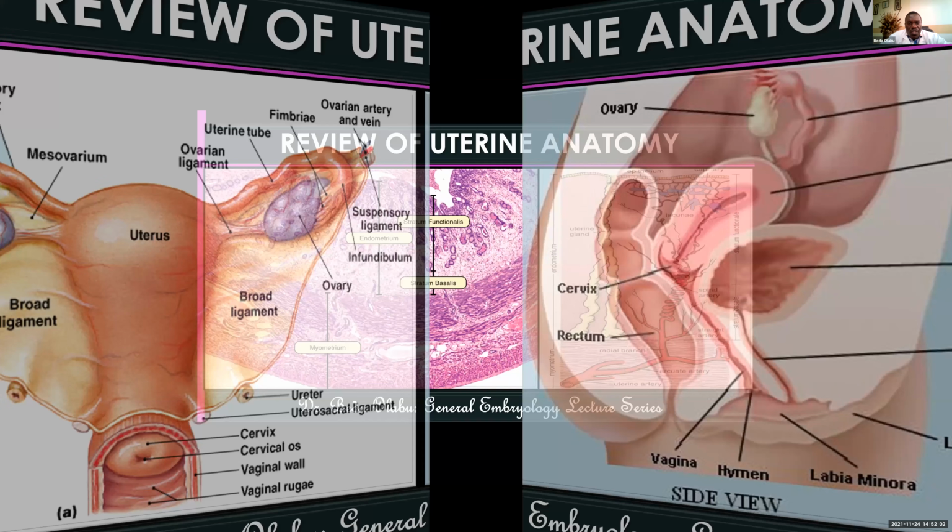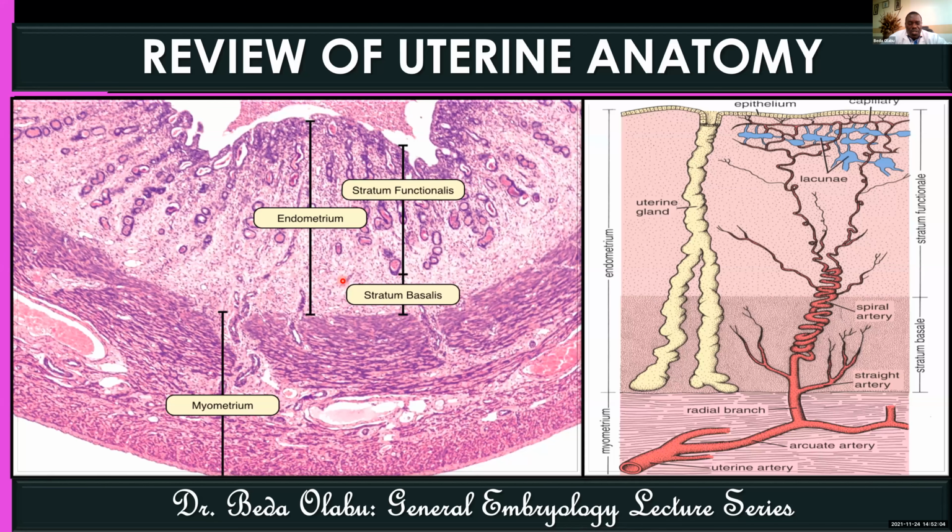In terms of the cross-sectional anatomy, histological layers of the uterine wall, remember uterus has 3 layers. The outermost layer is called the perimetrium. The middle layer is called the myometrium, and the innermost layer is known as the endometrium. The myometrium is the muscular layer.